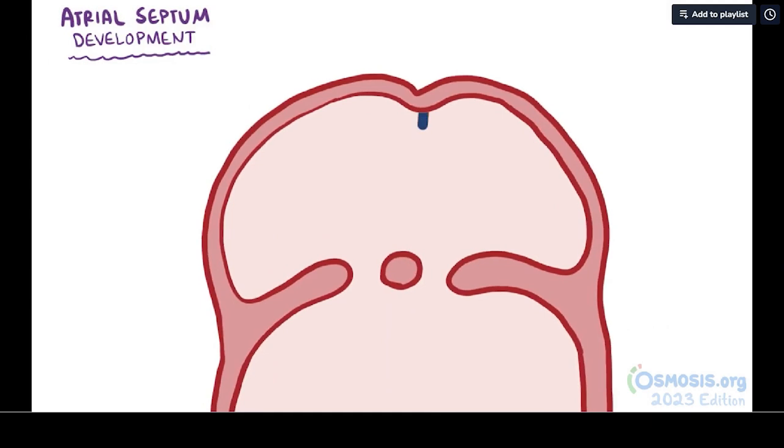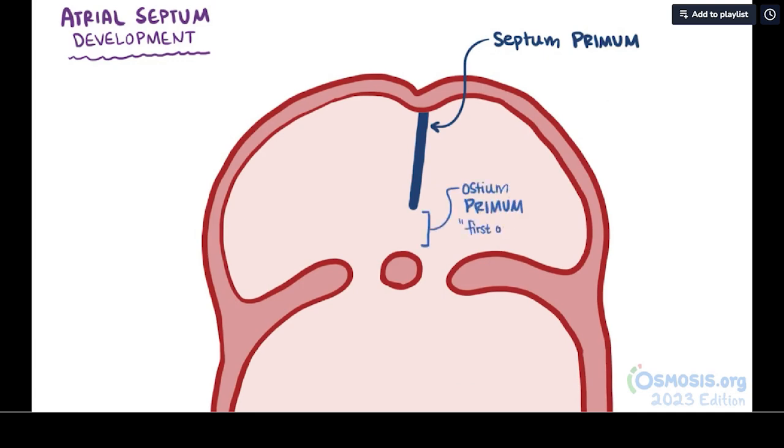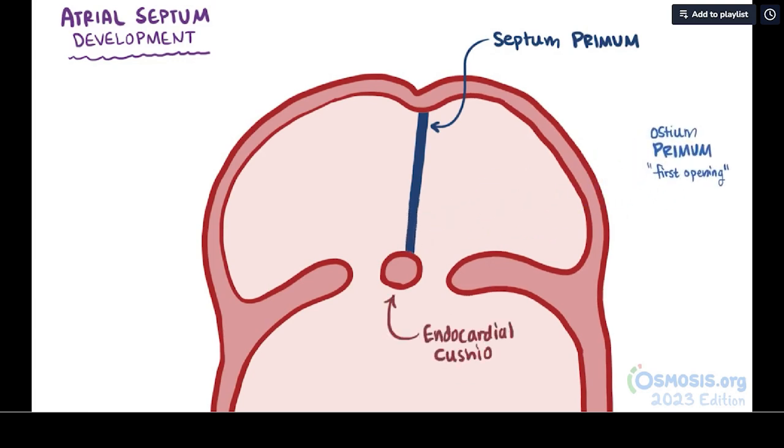When the heart's first developing, a tissue called the septum primum between the left and the right atria grows downward, slowly creating two separate chambers by closing this gap, or ostium primum, which means the first opening. This septum primum then fuses with the endocardial cushion and closes the gap completely. Meanwhile, a hole appears in the upper area called the ostium secundum, or second opening.